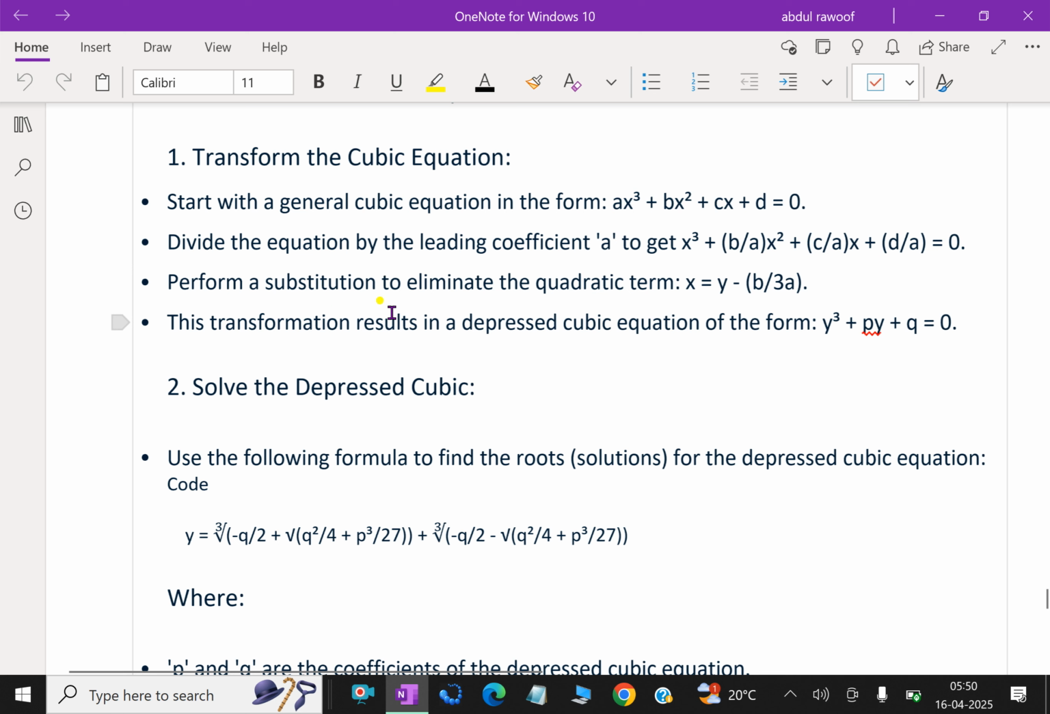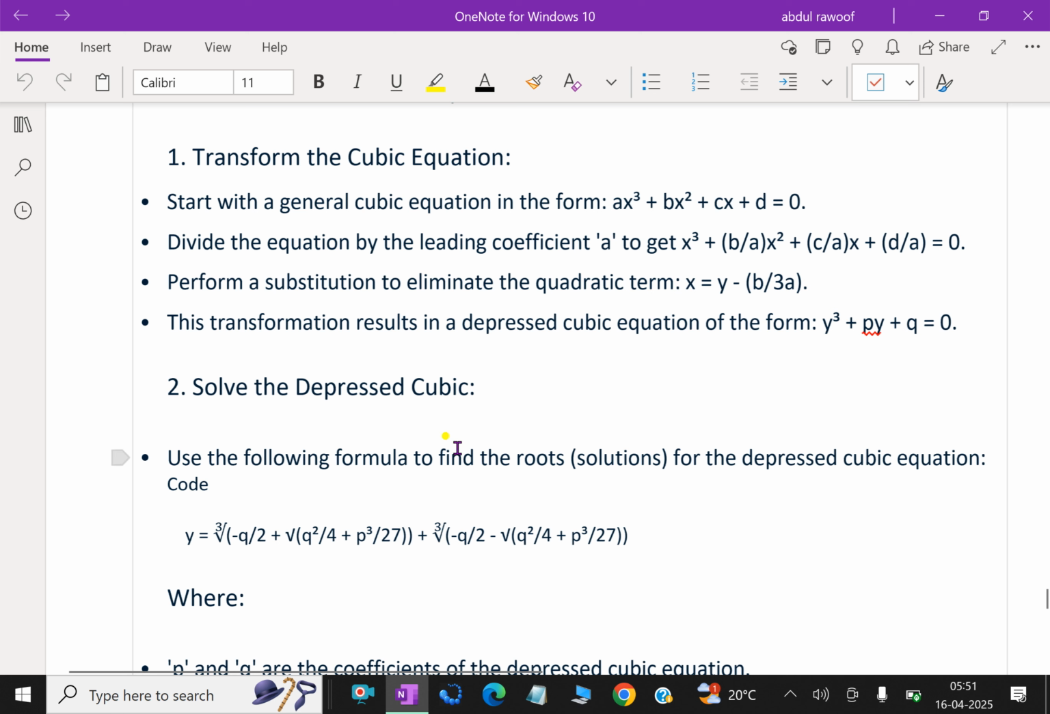Perform a substitution to eliminate the quadratic term, that is x equals y minus b over 3a. This term is important here. This transformation results in a depressed cubic equation of the form y cubed plus py plus q. Here the y squared term vanishes.